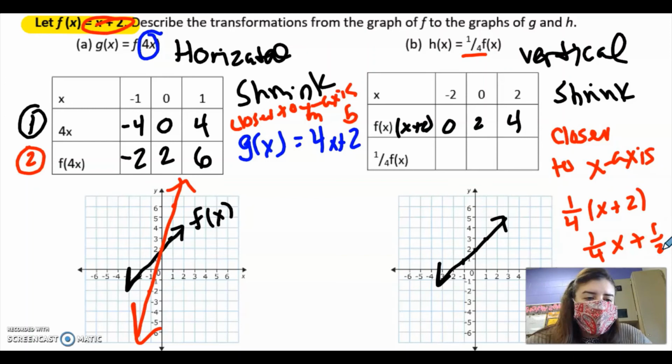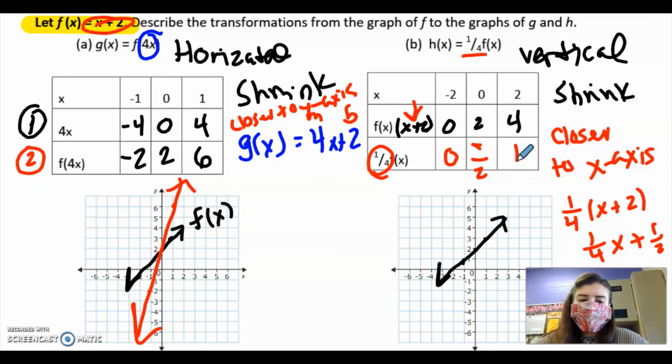Okay, so you can either graph that, or we can go back to our table. So first we plug these points into f of x, which is x plus 2. We get -2 plus 2, which is 0. Then we keep on going, and we get 2 and 4. Now we have to multiply 1/4 times that. We get 0. We get 1/2. And then we get 1.